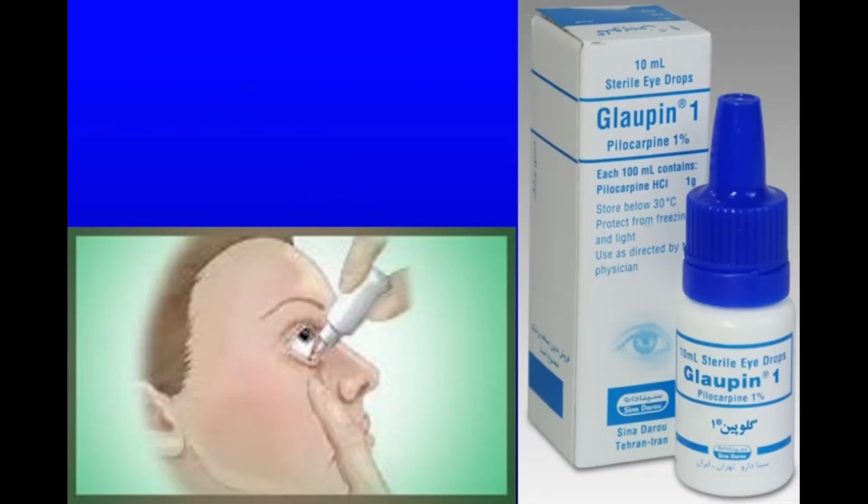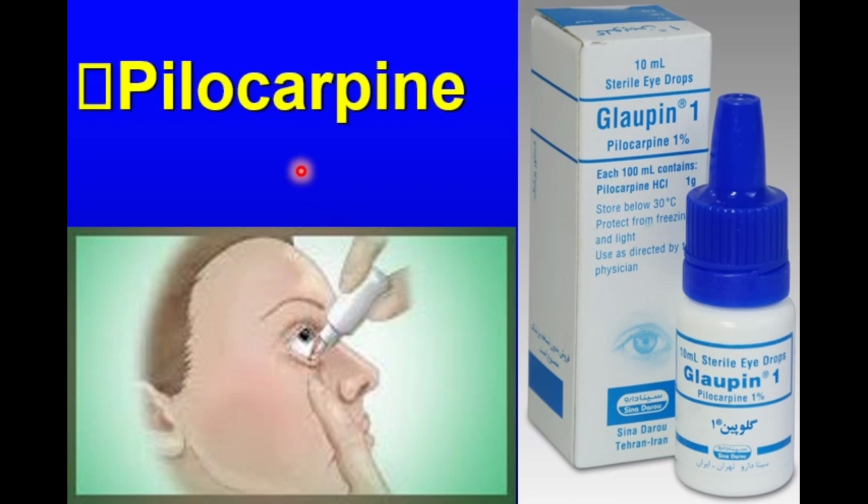Pilocarpine is a natural alkaloid and a muscarinic cholinoceptor stimulant. Pilocarpine is a tertiary amine and exists in ionized and non-ionized form, and therefore penetrates readily. Pilocarpine eye drops are useful for lowering intraocular pressure in glaucoma.